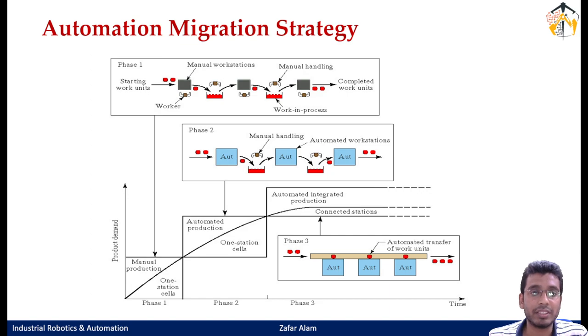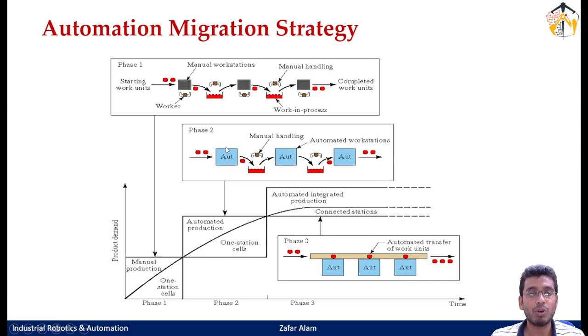If you see this figure, in the first picture, that is phase one, this is a worker here. You have your manual workstation in this portion. Then this is your manual workstation. Again, the red color shows your handling and the work in process. And the transfer of all these things is controlled manually. So even the transfer is manual, as well as your workstations, completely manual.